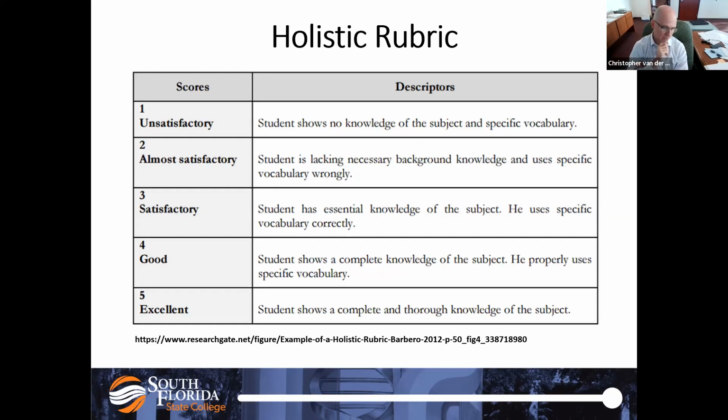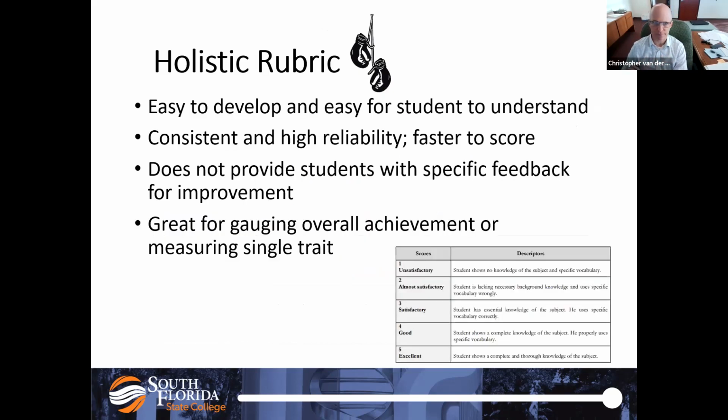Right, right. You can look over that assignment and give one holistic score to the whole thing, so you can readily implement that in your class. The disadvantage is it provides good feedback, but it's not that targeted feedback that the analytic rubric can provide. And so, easy to develop. And the second bullet, consistent and high reliability.